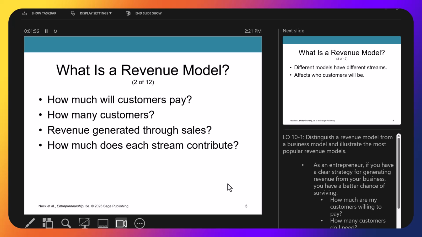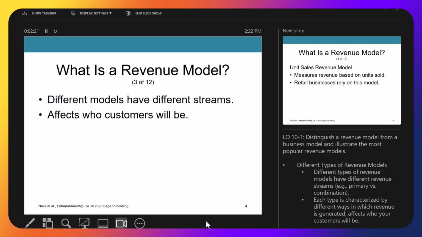How much does each stream contribute? When you look at a lot of businesses, they'll have multiple revenue streams. Money's coming in different ways, not just one way. And so you have to look at that to figure out exactly how much each stream is bringing in. Sometimes you'll say, I have 4 revenue streams. 3 are profitable. 1 has never been profitable, and you may ultimately choose to drop it.